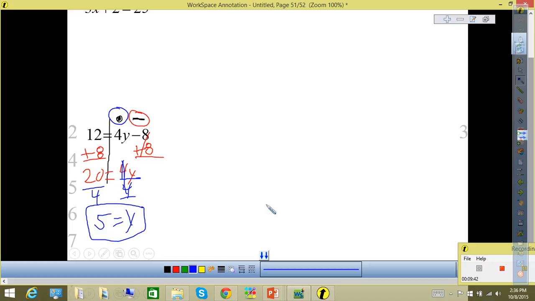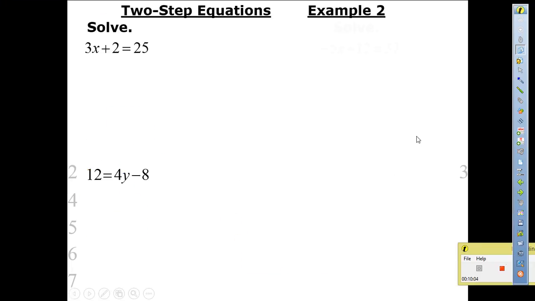Copy this next one. See if you can do this next one by yourself. Negative 5x plus 12 equals 37. Negative 5x plus 12 equals 37. Copy that and solve. Go.